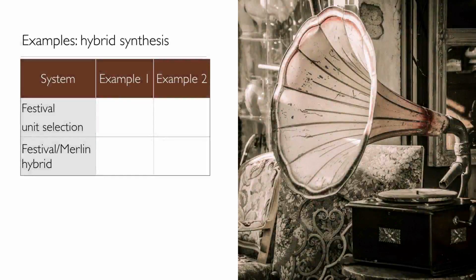Let me play you some samples to build hybrid synthesis using Merlin and Festival. Festival, as Simon already mentioned, provides the front end and also does unit selection. So we can combine Merlin prediction with Festival to do the hybrid. The Festival unit selection is a benchmark baseline system from last year's Blizzard Challenge. The second system is the CSTR entry we submitted last year. We got quite good results.